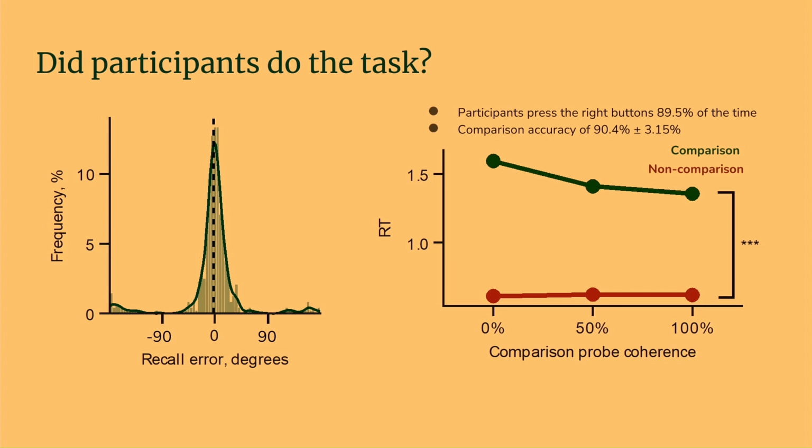Whereas if you look at the comparisons, they're significantly slower, and interestingly, they don't know that the 0 coherence probes are 0 coherence. I lied to them. And so they're still trying, my poor souls, to perform a comparison. This is not a statistically significant difference, but if anything, they're slower in the comparisons for 0 coherence. So altogether, it looks like they are performing this comparison task the way we want them to.